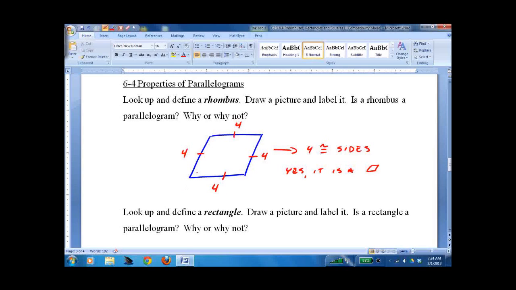This angle is 70 degrees. This angle is 70 degrees. This angle would have to be 110 degrees, and this angle would have to be 110 degrees. That's the properties of a rhombus: everything in a parallelogram plus all 4 sides congruent.